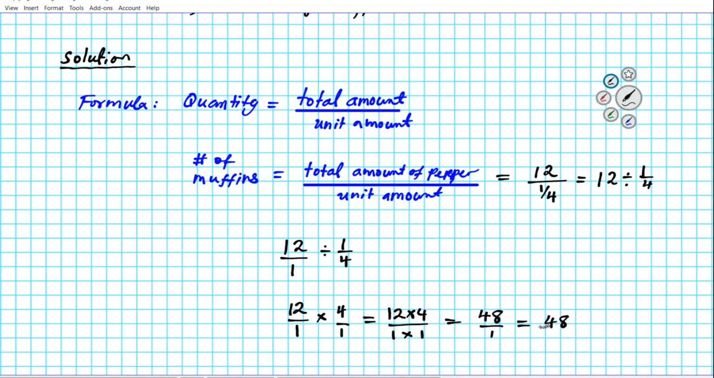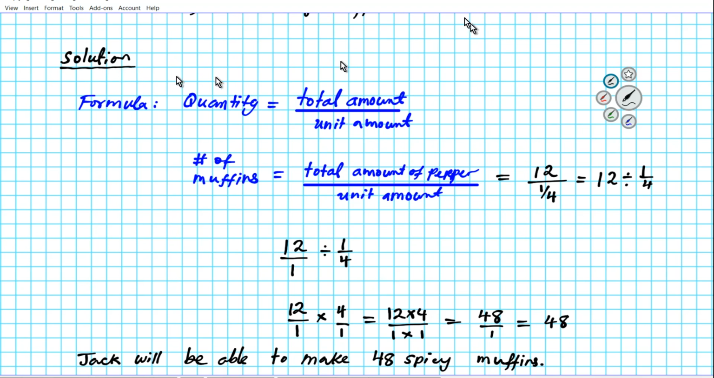Okay, so let's go ahead and write down our concluding statement. Jack will be able to make 48 spicy muffins. All right, so there you have it.